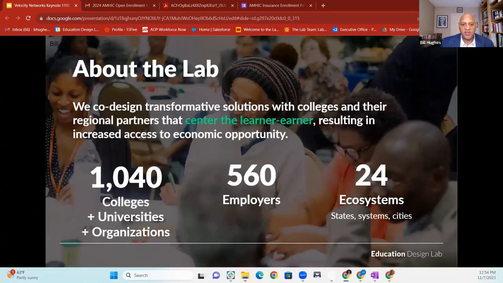We at the lab co-design transformative solutions in collaboration with community colleges and their regional partners that center the learner-earner, resulting in increased access to economic opportunity by connecting that ecosystem together around that learner and their journey towards quality jobs and careers.